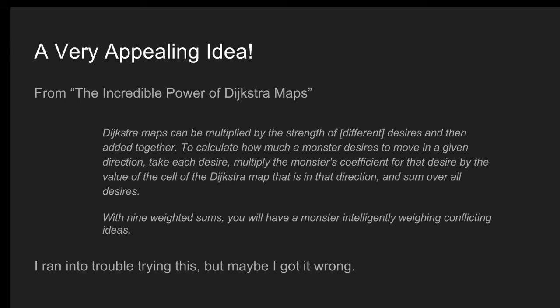And then he says, with 9 weighted sums, you would have a monster intelligently weighing conflicted ideas. And then he gives this fabulous story about this complex thought process involving water and running from the player and getting together with your friends and all these different things. And strangely, this was maybe what got me interested in the idea originally, although when I actually got to the point of implementing this, I ran into some problems, which I'm about to hit.